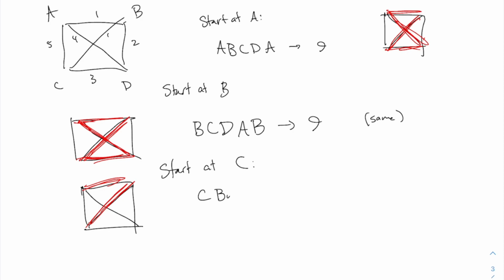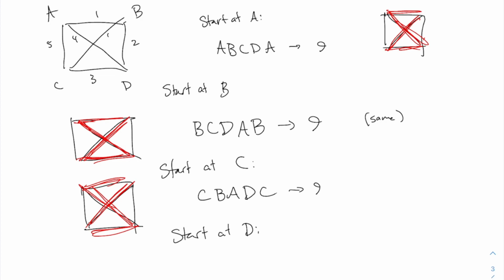C, B, A. From here now, I must go down the diagonal because I can't make a subcircuit, and then across the bottom. So actually, again, I got the same thing. This is C, B, A, D, C, right? Which again is a total weight of 9. It's the same, again, that same sort of X-like pattern, all right? Or my final option would be starting at D.